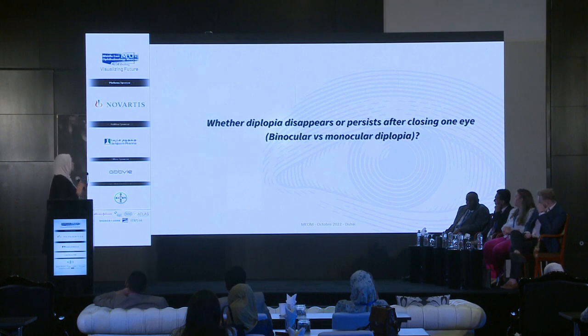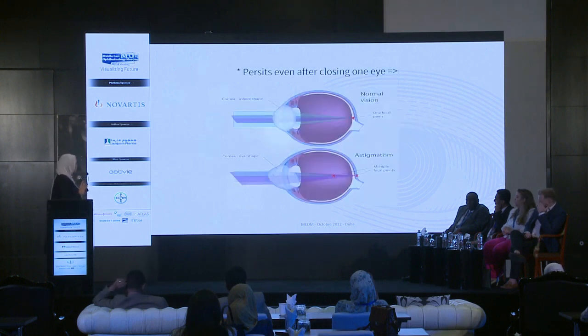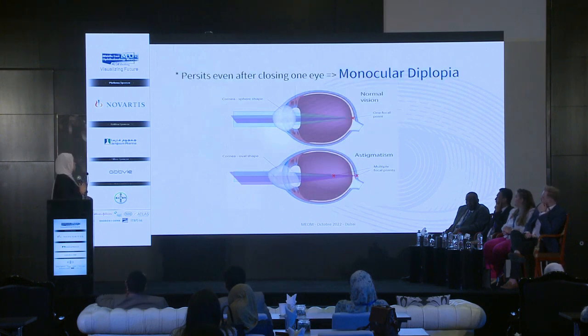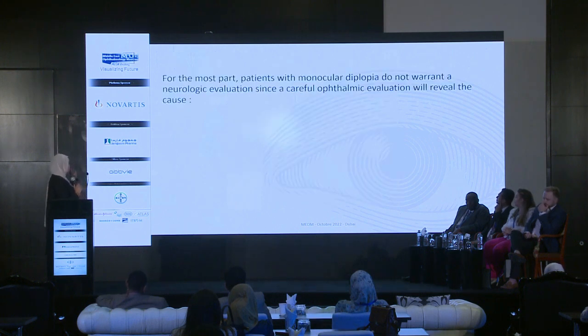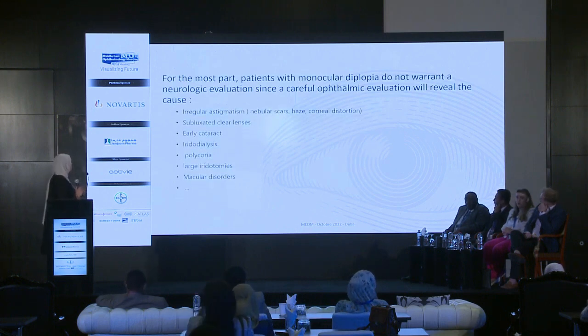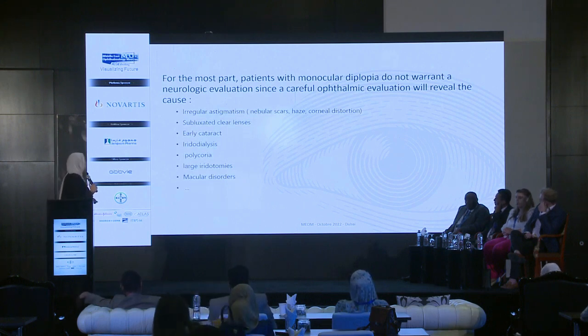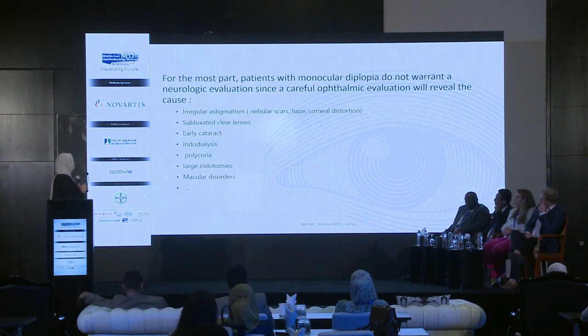We talked about binocular diplopia. Now, if diplopia persists after closing one eye, it's monocular diplopia. Most of these patients have refractive defects, irregular astigmatism, clear lens changes, early cataract, large iridotomy, or macular disorder.